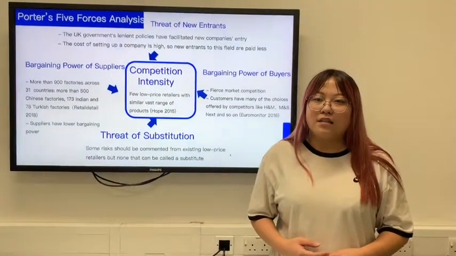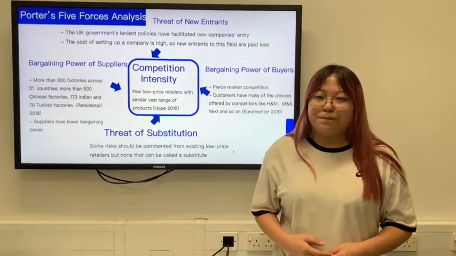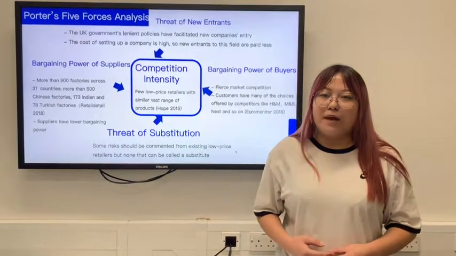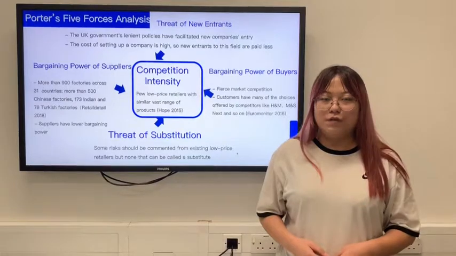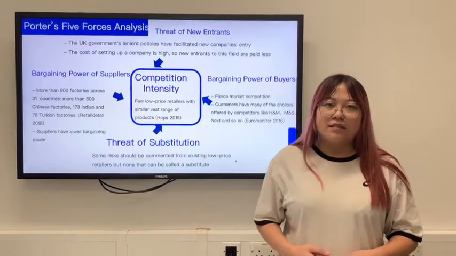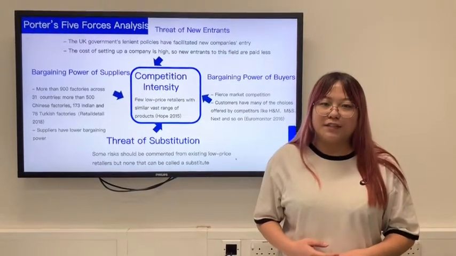This implies that PRIMARK will face major challenges like losing their market share and a significant number of their clients.